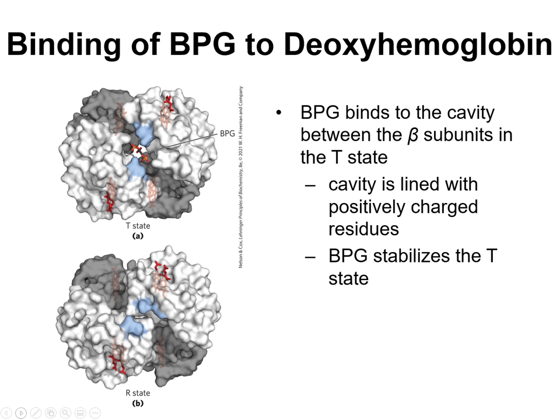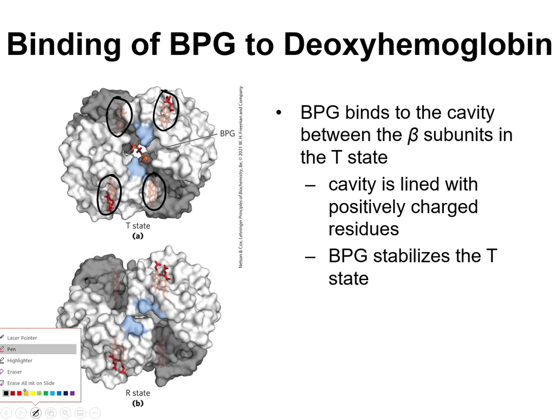So if we look at hemoglobin, we've got all of our heme groups. And where is that BPG? Right here in the cavity between the beta subunits, and it prefers to bind in the T state. That cavity is lined with lots of positively charged residues, and BPG has a lot of electronegative oxygens. When it's bound, it stabilizes the T state, which means that you're going to have reduced binding of oxygen.